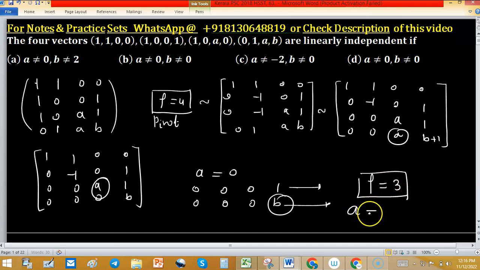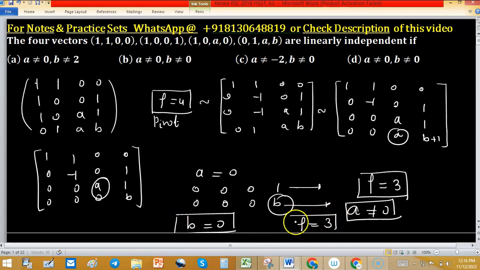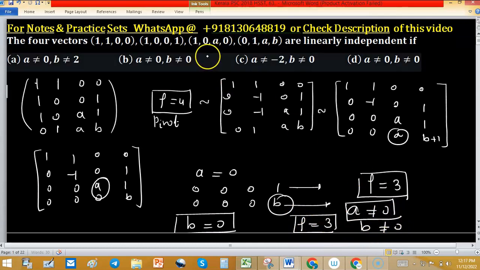So A not equals to 0. If A not equals to 0 and B becomes 0, then again the rank of this matrix will be 3. So B also not equals to 0. It means A and B both are not equal to 0. Option B is correct.